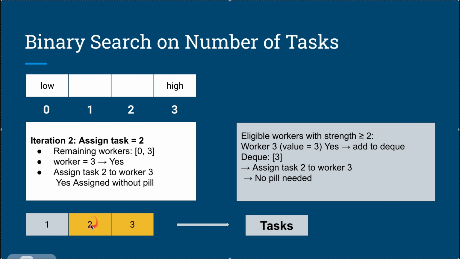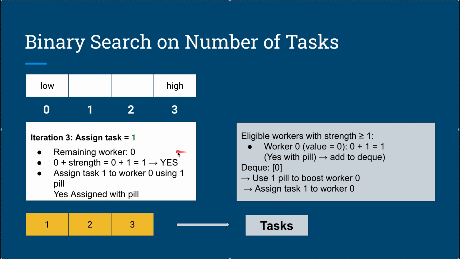Next, for task 2, the workers are 0, 3, 3, so the worker is 3, and there are no pills required to finish this work. Eligible worker strength is greater than or equal to 2, yes. The worker has value 3, yes. Add to the queue. The deque already has data 3, and now we add the worker who has already finished, and we pop the value from the deque. We assign task 2 to worker 3, and no pills are required.